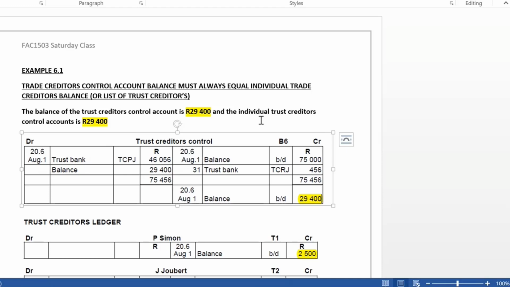Once the attorney has rendered the service to the client, money is taken out, so the trust bank will be credited, and trust creditor will be debited. Are you clear? Are you with me, guys? Are you with me?